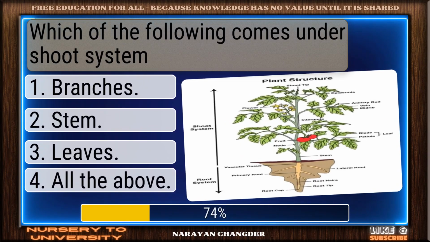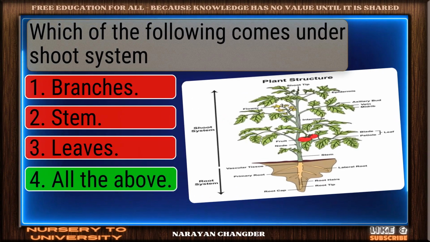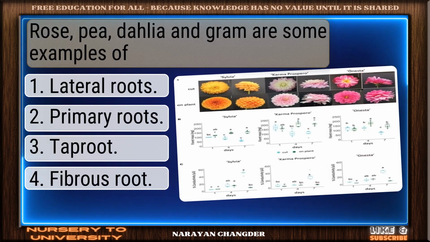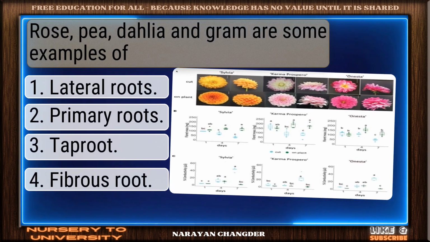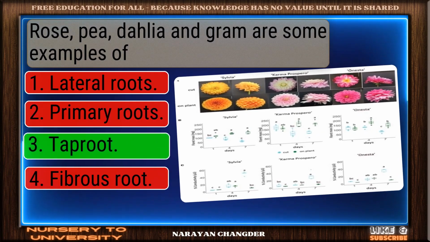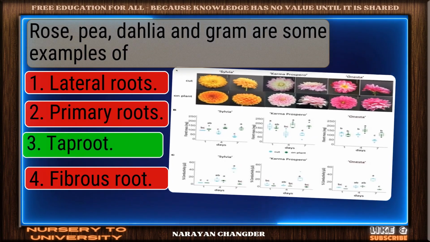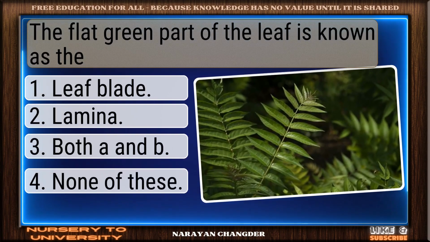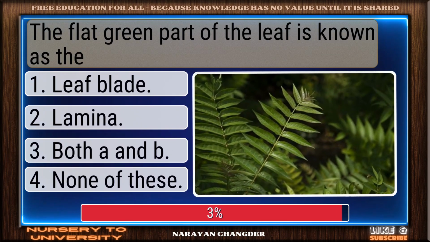Bravo. All the above is the answer. Rose, pea, dahlia, and gram are some examples of. Right again. Taproot is a valid answer. The flat green part of the leaf is known as the.